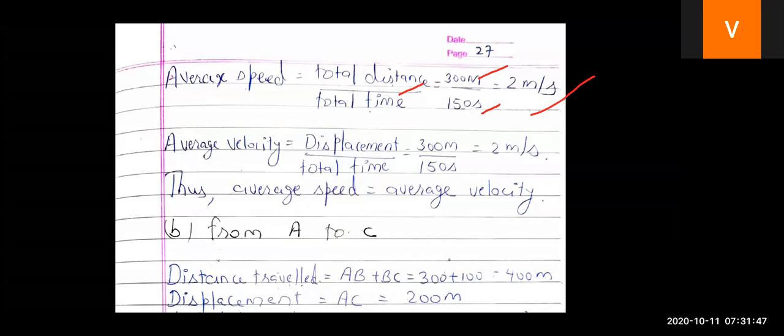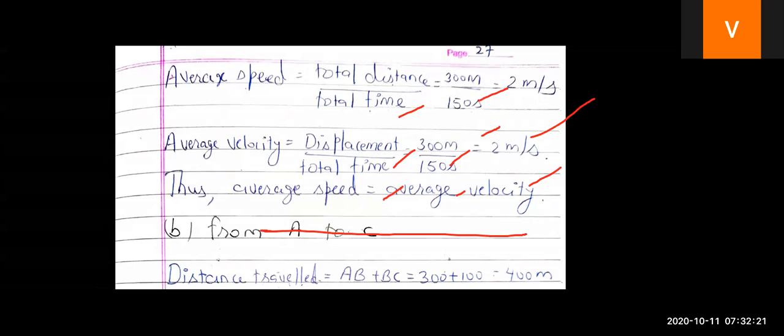Now average velocity is total displacement by total time. Total displacement is also 300 from A to B. So 300 by 150, the answer is 2 meters per second. So children, this is the condition under which the average speed is equal to average velocity, that is when the object is moving on a straight path.